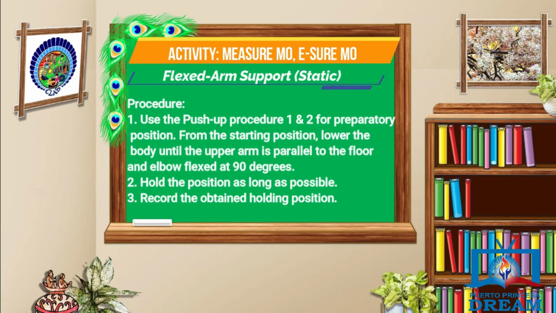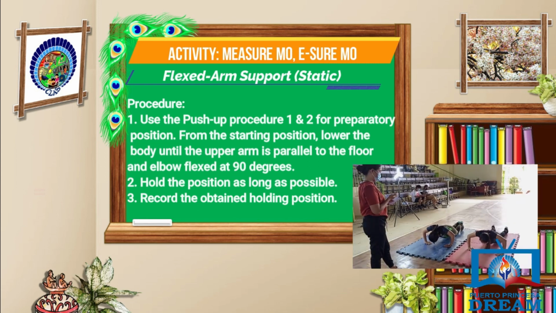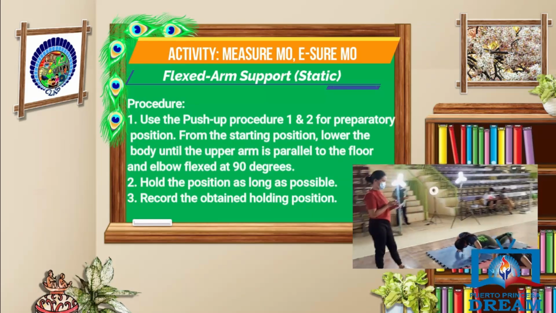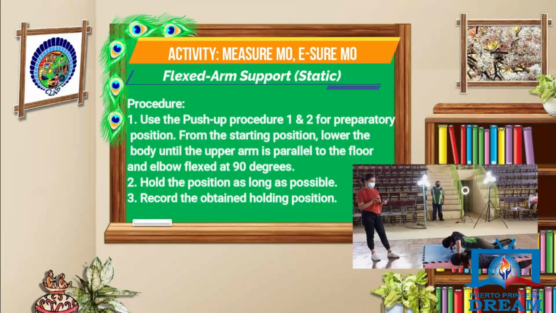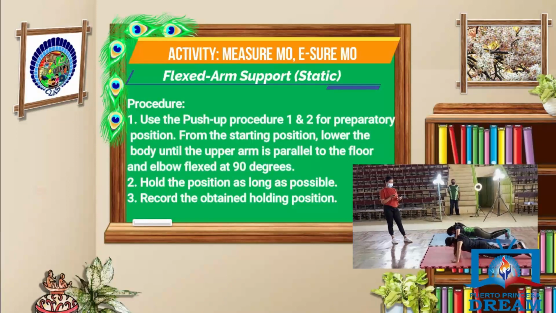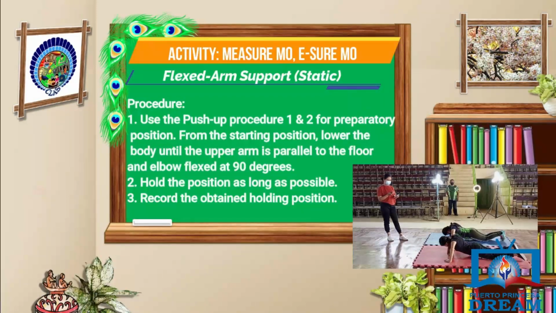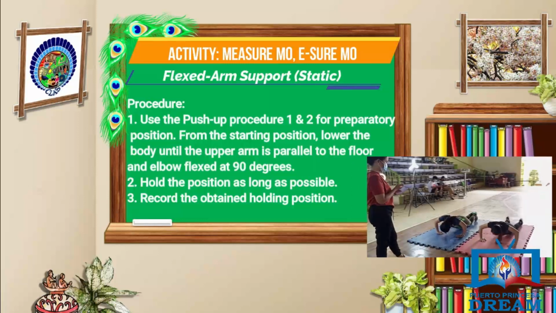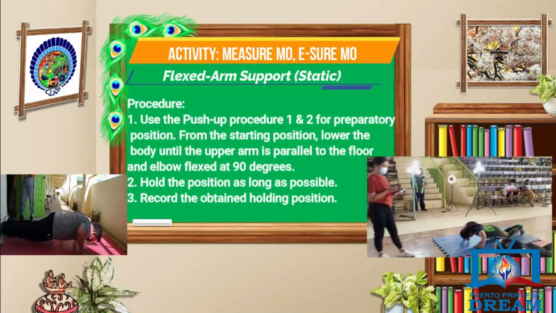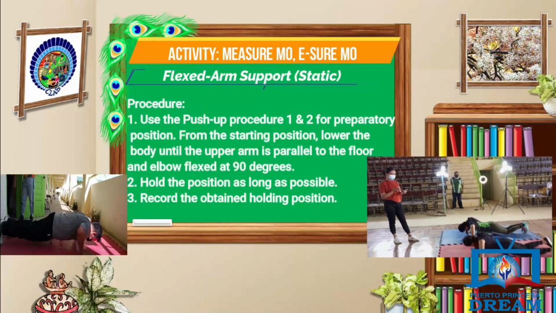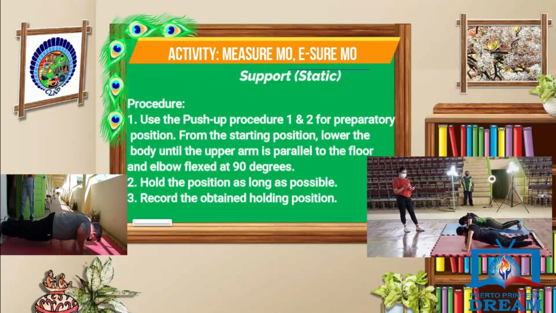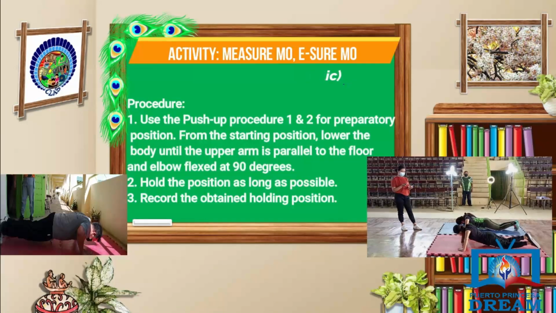Equipment needed are mat and stopwatch. Procedures: Number 1, use the push-up procedures 1 and 2 for the preparatory position. From the starting position, lower the body until the upper arms are parallel to the floor and the elbows are flexed at 90 degrees. Number 2, hold the position as long as possible. Number 3, record the obtained holding time.